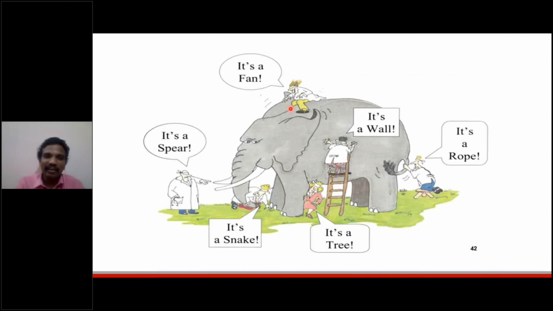Now the 6 blind men argued with each other. One of them said it's a snake, another one said it's like a tree, another one said it's like a wall, another one said it's like a fan, another said it's like a rope. The 6 blind men argued with each other: which one is correct?